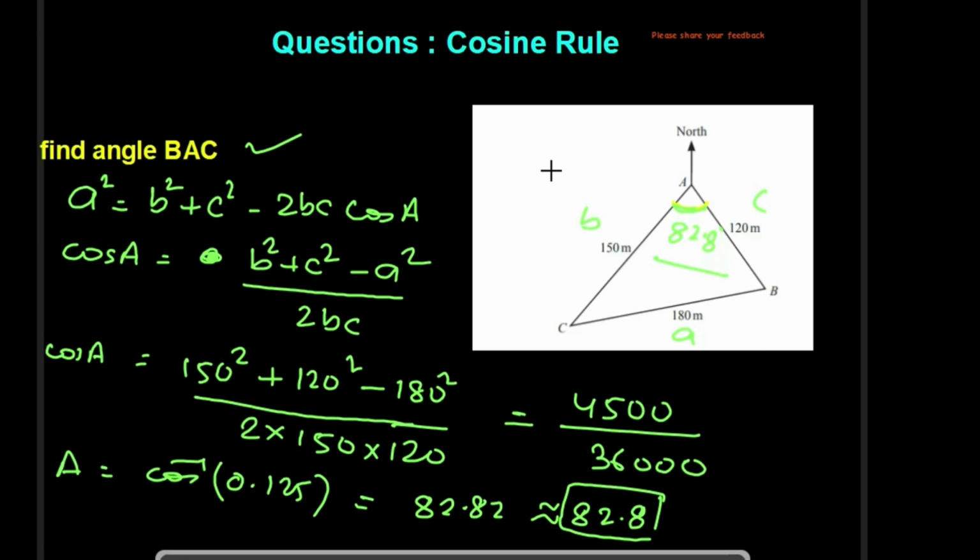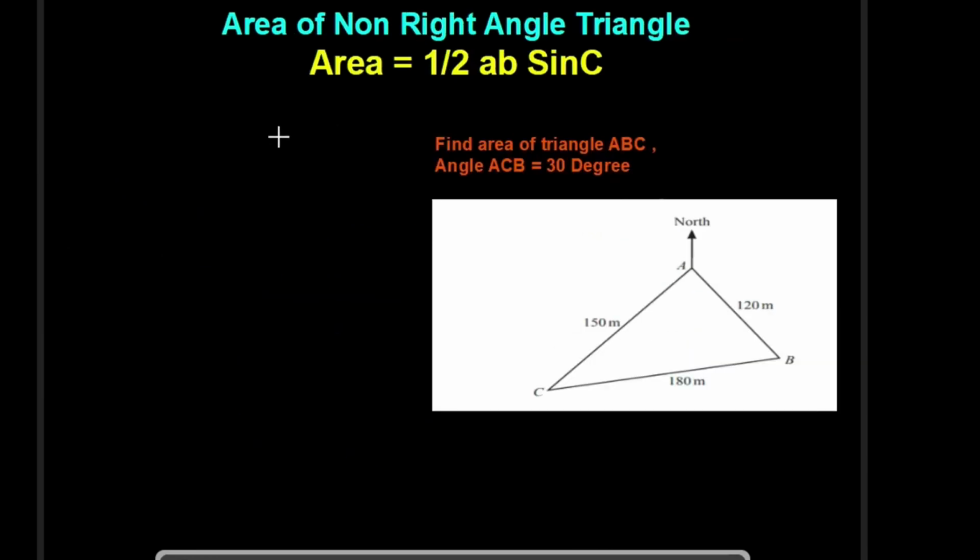Hope you got the idea of when to use the cosine rule. And for the sine rule also you got the idea, right? When to use and how to use. There are a few more topics which we will cover. Moving to the next one, which is related to the area of a non-right angle triangle. It is a similar question, but in this question angle ACB is given, which is 30 degrees.